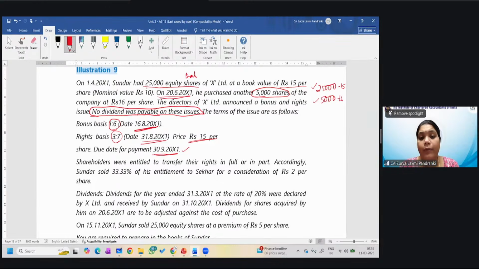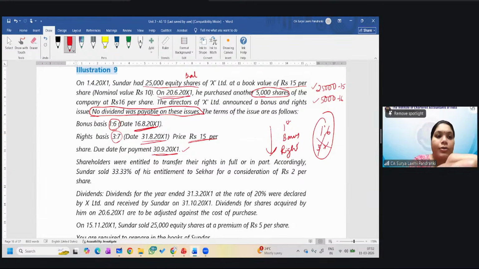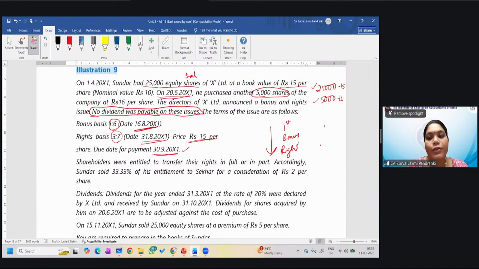These dates are important because you have to go in an order, correct? What was the first purchase? Then is it a bonus or is it a rights issue? Then rights issue. If you don't follow this order, that 1:6, 3:7 will go wrong. So writing them in order is also important. You can't write rights issue first because they gave bonus first, then they gave the rights issue. So that order has to be followed.